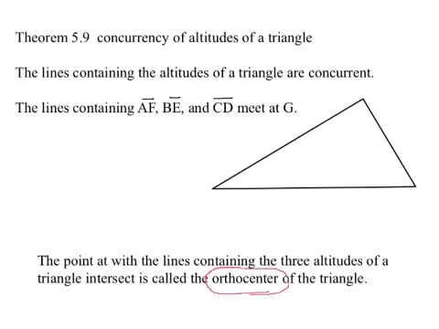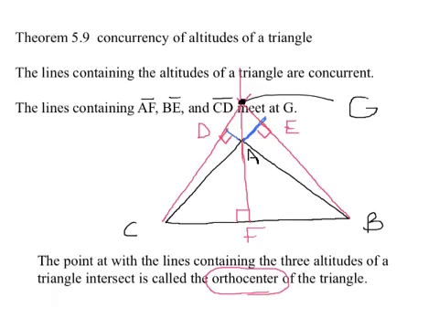Another vocabulary word. So let me draw these in. I'm going to push pause for a second. Okay, I had to fix my drawing. Let's talk through this again. Go slow, okay, and pay attention. The lines containing the altitudes of a triangle are concurrent. So the three altitudes meet together at a concurrent spot. The lines containing AF, there's AF, okay, BE, these are all altitudes. So we have AF, BE, and CD meet at point G.